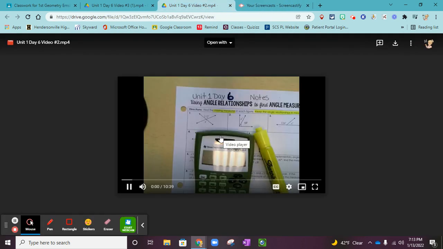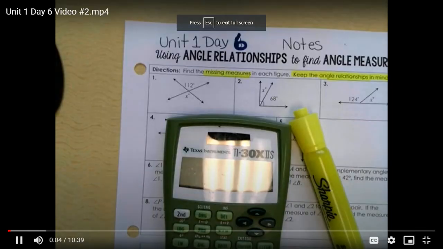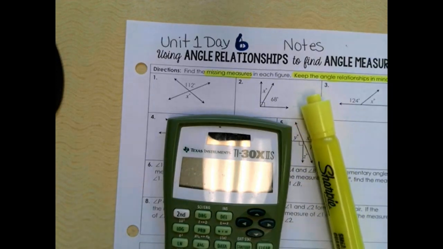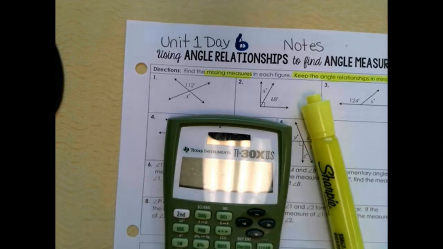All right, here you go. Hi, students. All right, we're ready for Unit 1, Day 6 notes. It's very important that you have a calculator and a highlighter. I'll be highlighting some keywords in the problems. And just know as we go through these notes, I may not have you work all the problems out, which is fine, as long as we can set them up.